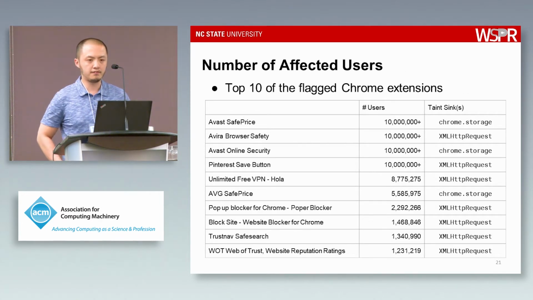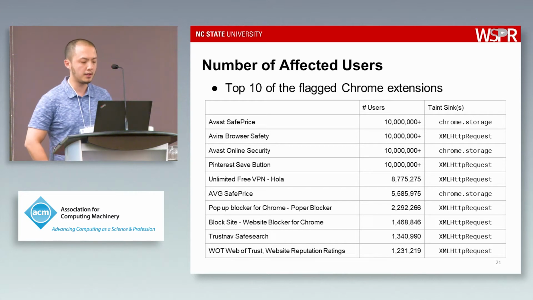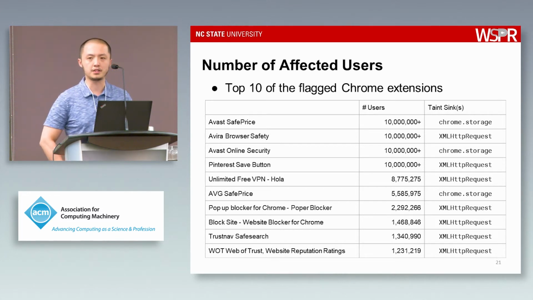In terms of the number of affected users, here's a list of the top 10 flagged Chrome extensions that we verified should be true positives. And there are three things to notice in this slide. The first one is that the top 4 alone has a total number of more than 40 million users, and the top 10 has more than 60 million. So this shows the extent to which browser extensions can impact user privacy.